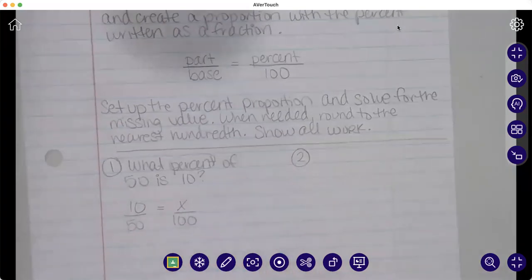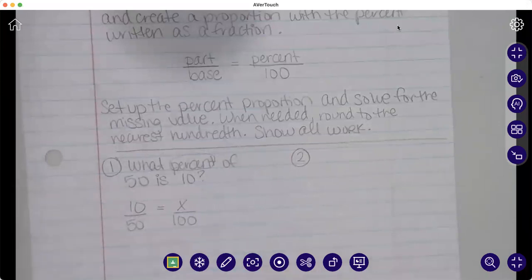Now, from our last lesson, based on our last lesson, we can solve proportions in two methods. We can solve it by cross multiplication, or we can solve it by multiplying by the reciprocal. So I'm going to show you both methods again to make sure you have both methods available to you.